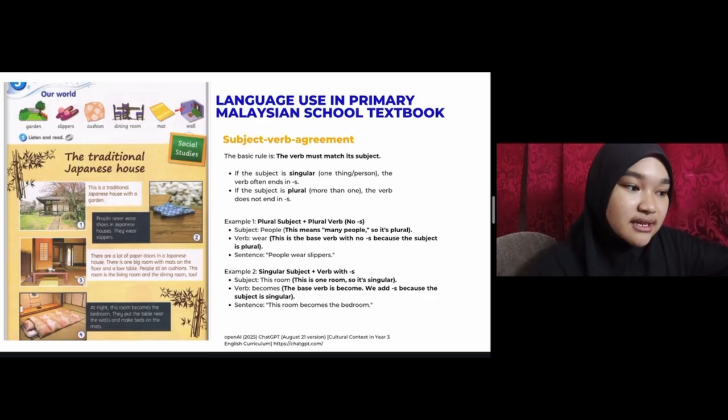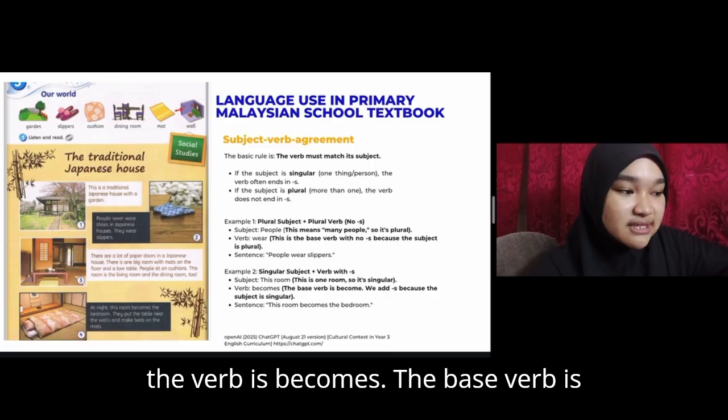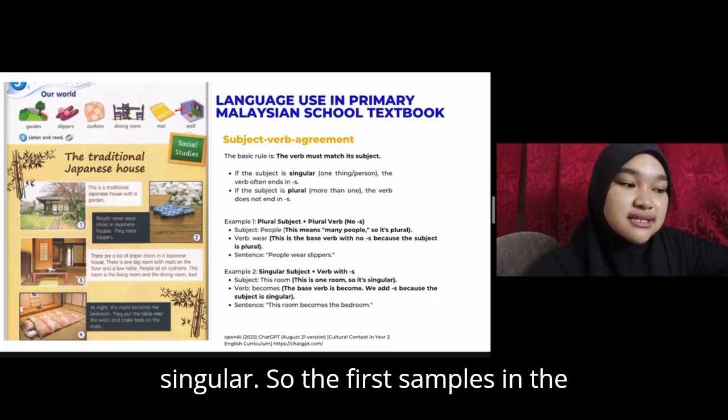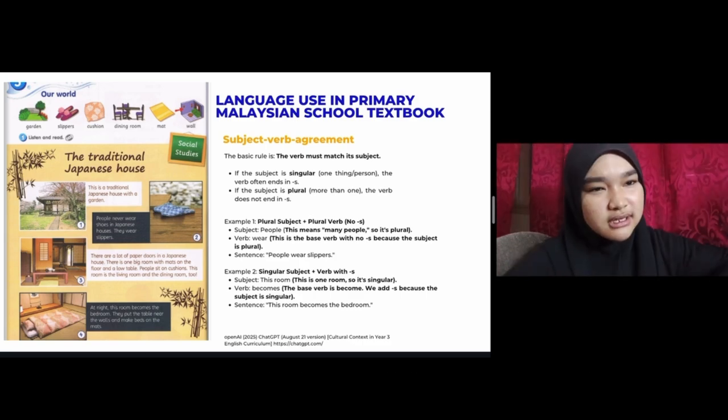The subject is this room. This is one room, so it's singular. And the verb is becomes. The base verb is become. We add S because the subject is singular. So the full sentence in the page is: this room becomes a bedroom.